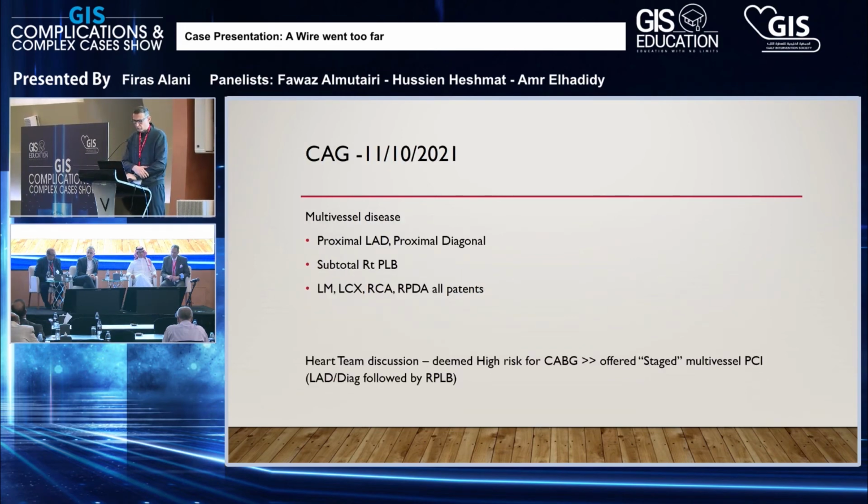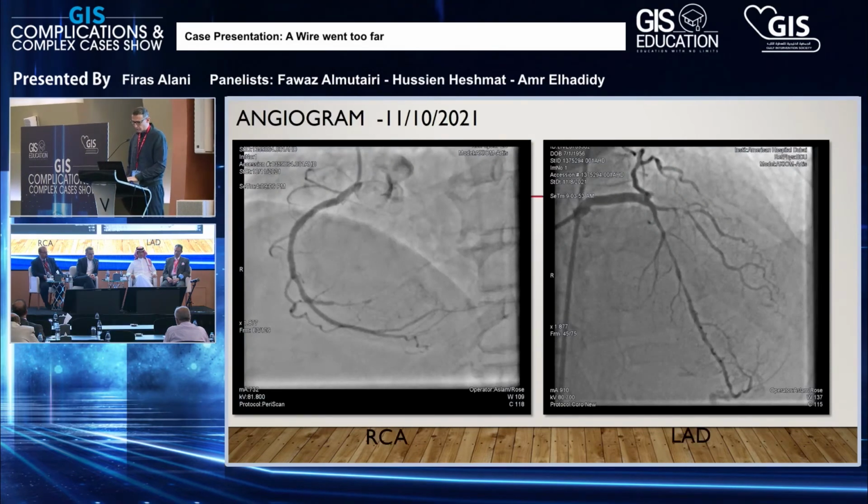Angiography was done, showed multivessel disease. She had a very diffuse proximal LAD stenosis and a major diagonal that also had stenosis. Her circumflex, left main and RCA looked patent. The right PDA looked patent, but she did have a subtotal occlusion of the right PLB, which was giving collaterals to the LAD and the left system as well.